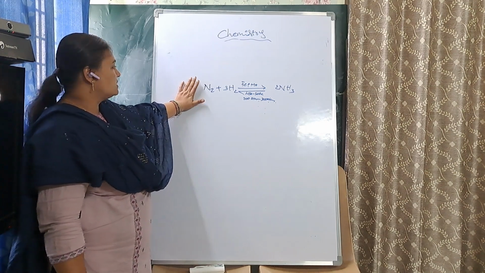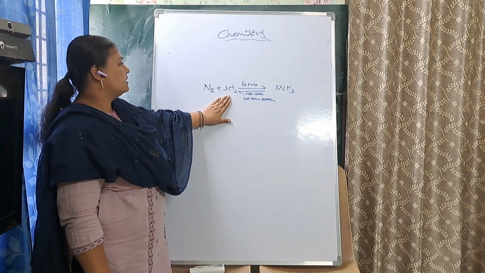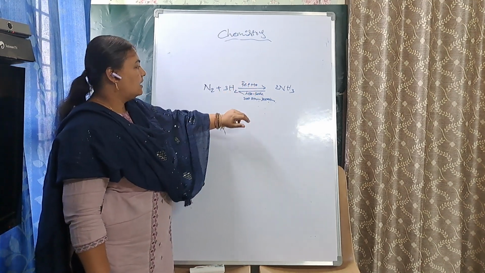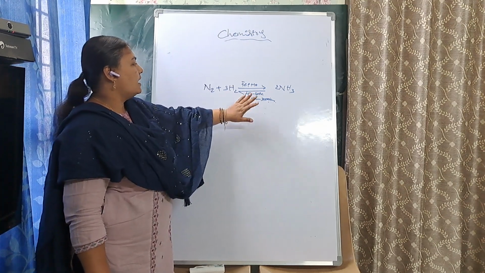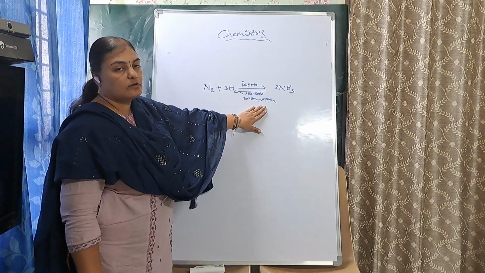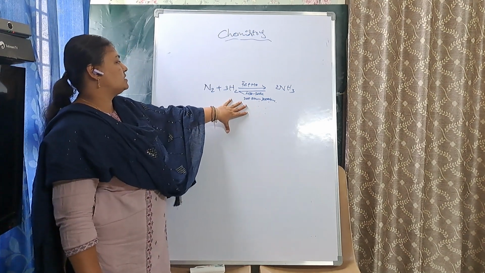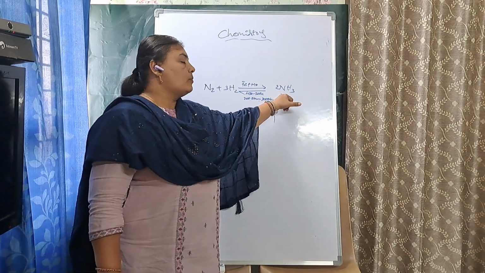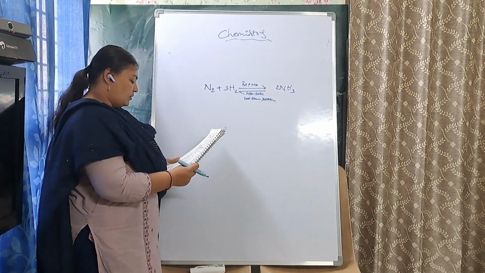In the Haber process, nitrogen is reacted with hydrogen in the presence of iron and molybdenum, and temperature 450 to 500 degrees centigrade, and pressure 200 atmosphere to 300 atmosphere. Okay, so in these situations, when nitrogen reacts with hydrogen, we get ammonia, NH3. Okay, so this is ammonia.